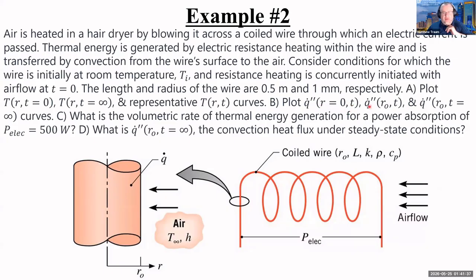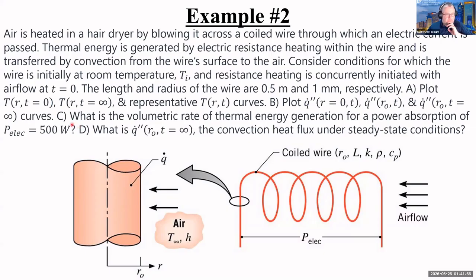and then we want the heat flux for R naught at any time. So R naught again is the edge, and then heat flux for R naught and T equals infinity. So once this thing reaches steady state temperature, what's the temperature on the edge of the wire?